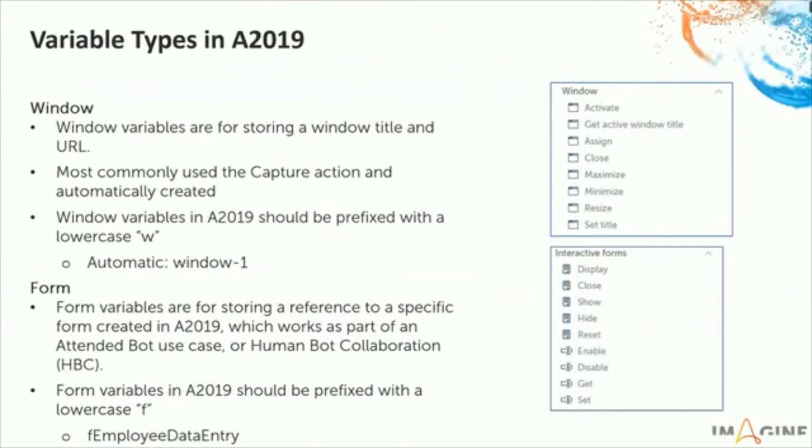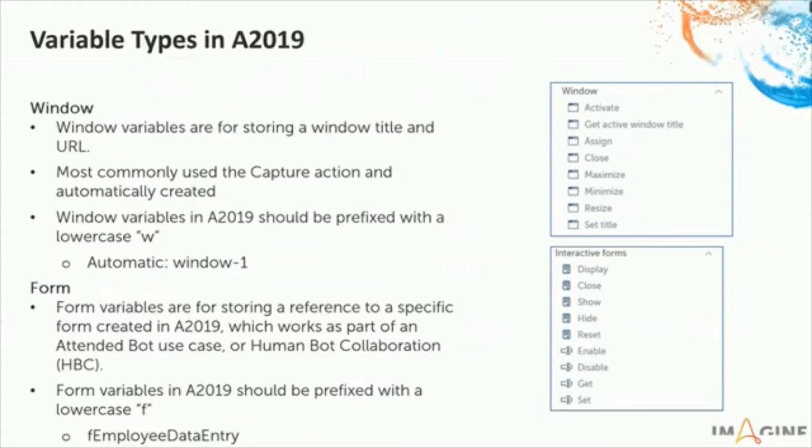Window variables are for storing window titles, and we can adapt those window variables to include wildcards to help with windows that change their titles often. Usually they're captured automatically when you do a capture action from a capture command or through a recording. The window variable is automatically created by the system. And they usually start with window-1, window-2, but you can always rename those windows for a more meaningful name. When you do, make sure that you do preface that window variable with a lowercase w.